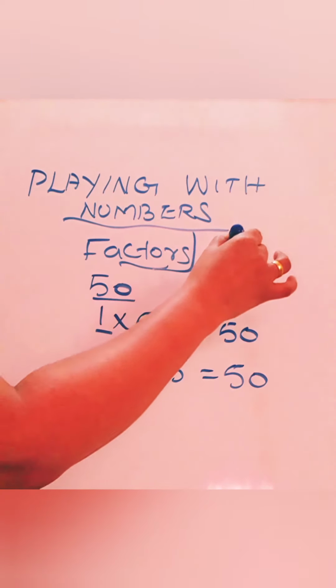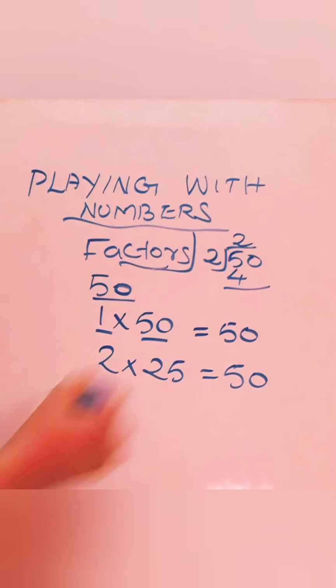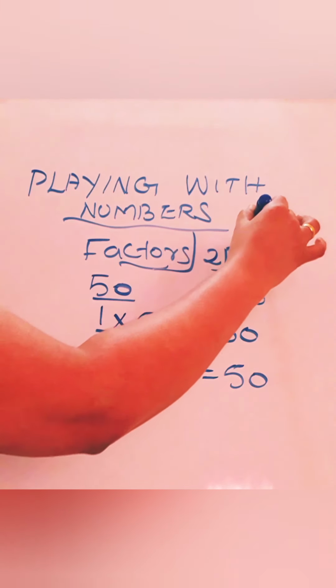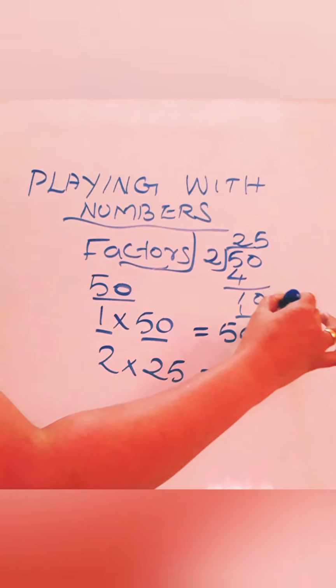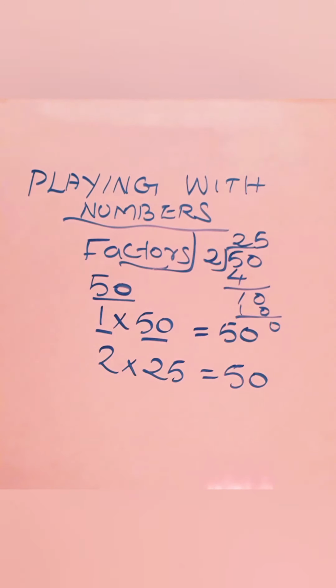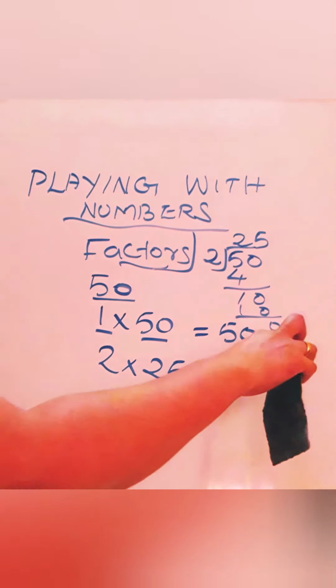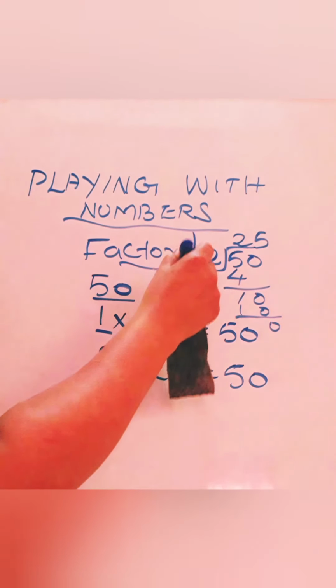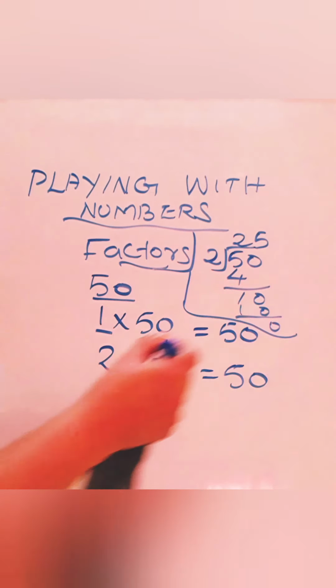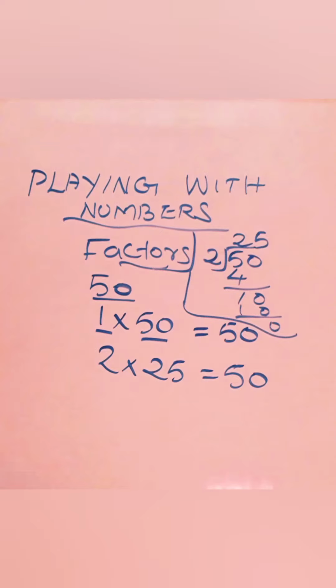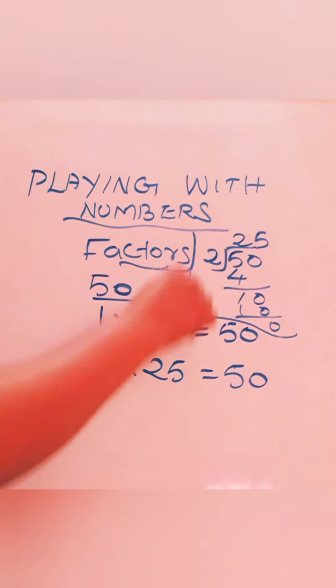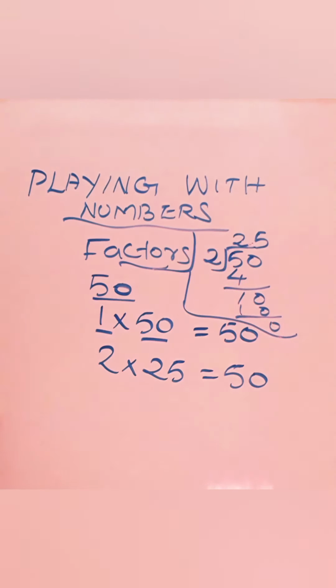2 2s are 4, 5 minus 4 is 1, then 10. So 5 2s are 10. Last we got a remainder of 0. After doing division, the remainder should be 0; then only we can say it is divisible. So 50 is divisible by 2. Why? Remainder is 0. That means 2 into 25 is 50.